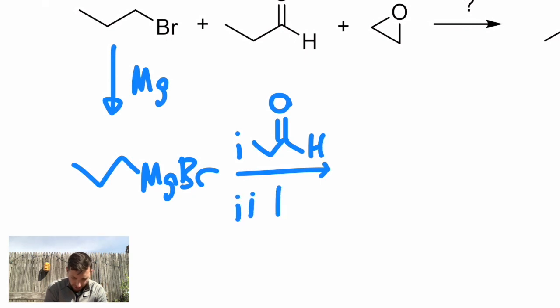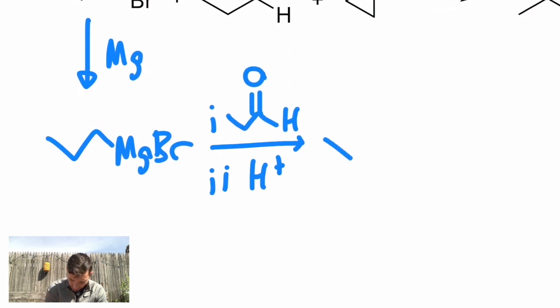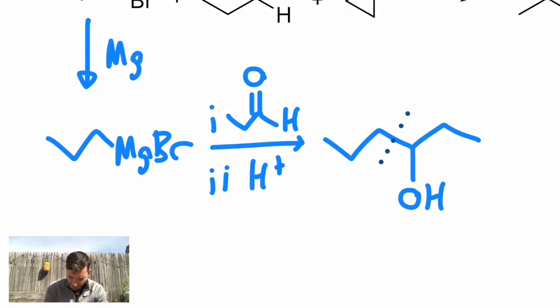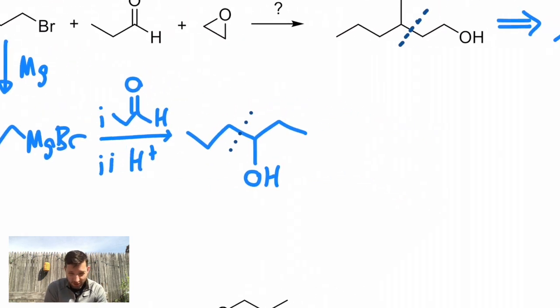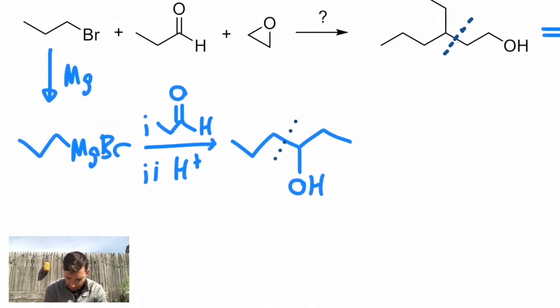So we've got a 3-carbon Grignard and a 3-carbon aldehyde. We're going to get a 6-carbon molecule. 1, 2, 3, 4, 5, 6. And our alcohol is right there. We just made that bond. And that actually is that alcohol up there. So we have intercepted the molecule we're trying to make. I just drew it a little differently.